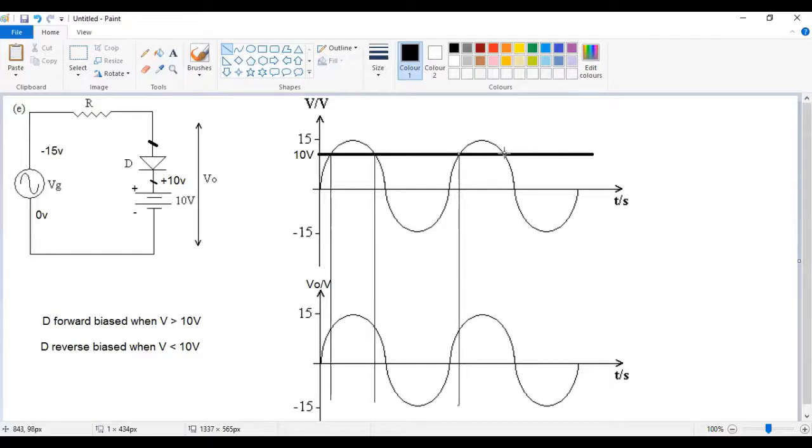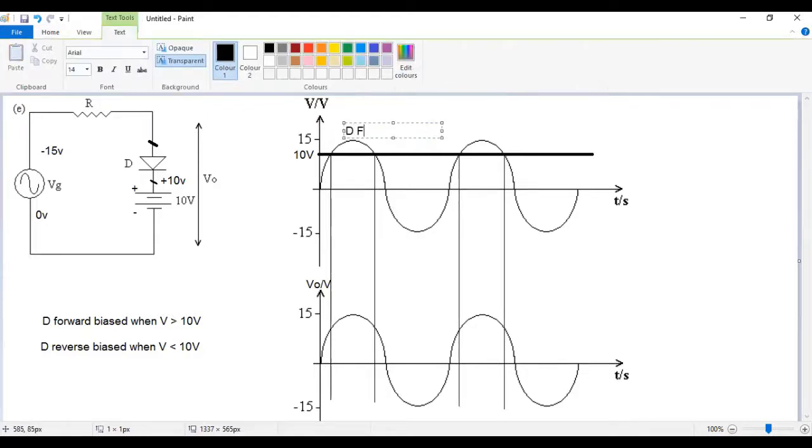Now the next question is to identify when the diode is forward biased, what are you measuring, and when it's reverse biased, what are you measuring? So let's look at that. So we've said here your diode is forward biased when the applied voltage is more than 10 volts. So it is that region there. Here your diode is, if I just write it here, forward biased. When it's in this region here below 10 volts, your diode will be reverse biased.